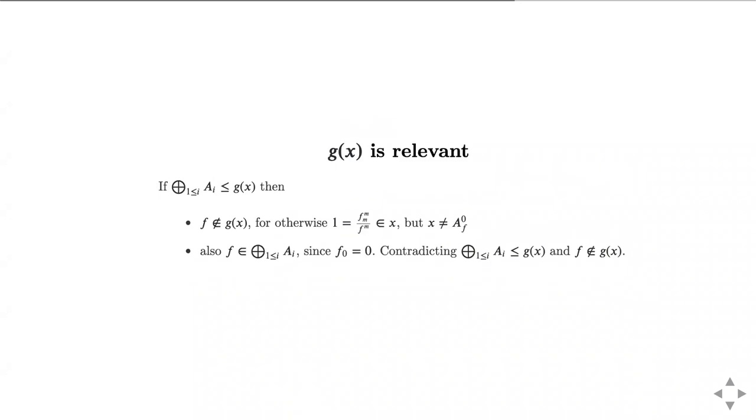Then we need to check that GX is actually relevant, which means we need to check that the irrelevant ideal is not entirely contained in GX. Let's just assume it is entirely contained in GX. Then F won't be in GX. Otherwise, because we assume that F is homogeneous, the mth coordinate of F is just F itself. So one will be in X, but X is not the whole thing because X is prime. And also F is in the irrelevant ideal because F has the zeroth coordinate as zero. So because we assume that GX contains the irrelevant ideal, F is also in GX. But now F is both in GX and not in GX. That's the contradiction.